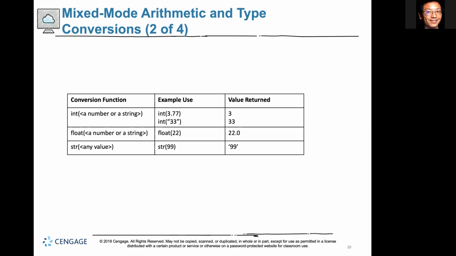So you have a couple of conversion functions. It so happens that the name of the conversion function is the same as the type name. So if you want to convert something to an int, you use this int function. To convert to float, use float. To convert to string, use str. Okay. So if you convert integer 99 to a string, it becomes the string 99.